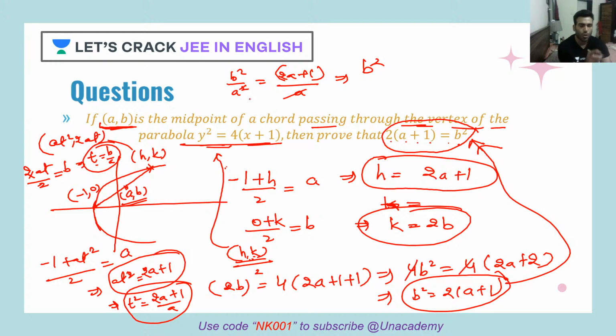Wait, a minute. 0 plus 2at upon 2 will be equal to b. 2 will cancel out, so t will be b by a. Perfect. Similarly here, what do I get? Yes, so t square is b square by a square.